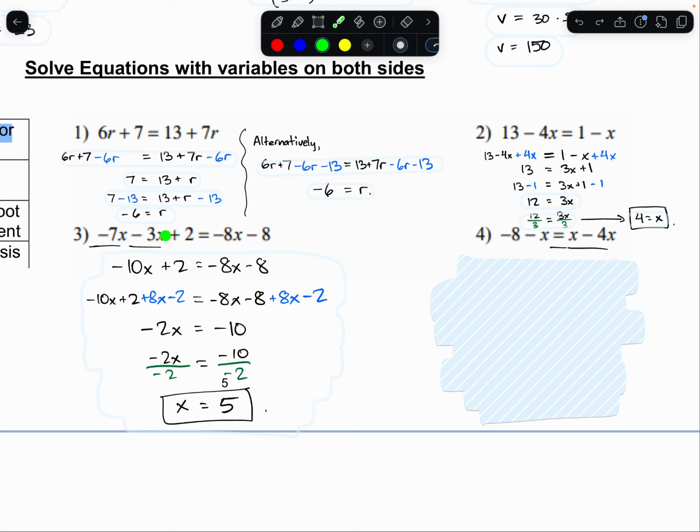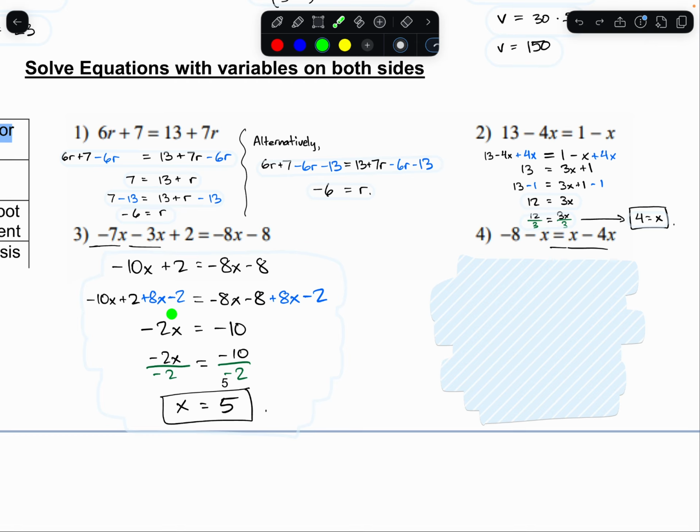Okay. Combining our like terms, we get negative 10x, and then we can add 8x to both sides. That will make the x term disappear on the right side. If you want to do that in one step first, you can. I chose to do both in the same step. I also subtracted 2 from both sides, and that will get rid of the constant on the left.